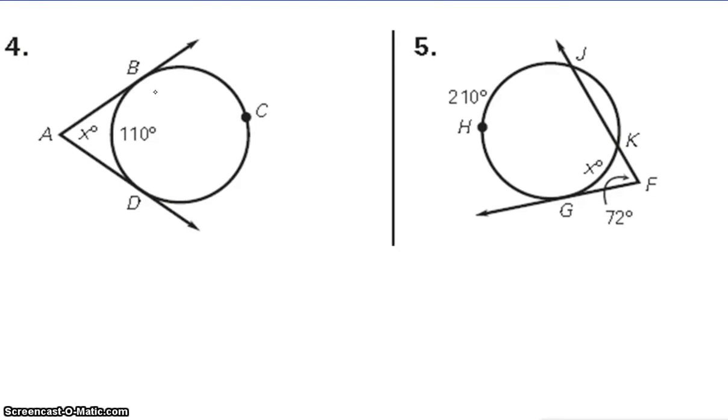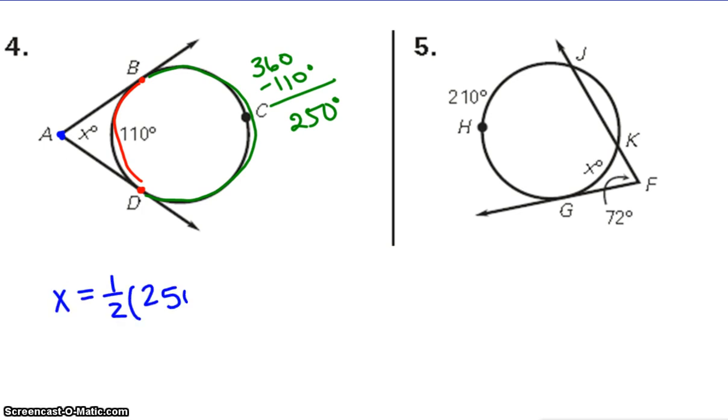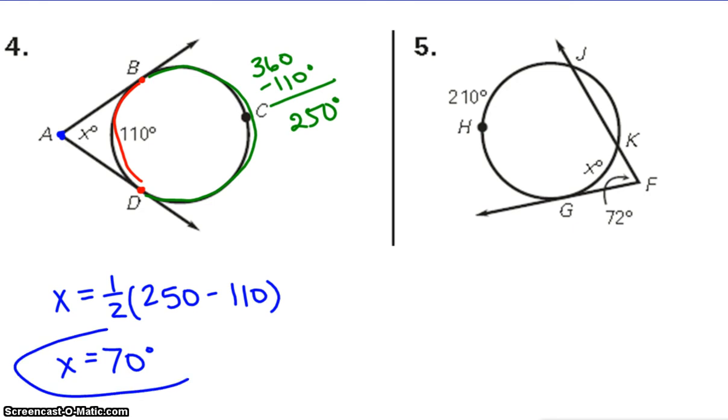Now on problem number 4, you'll notice that we've only been given one number, 110 degrees. However, when I have two tangents, I'm using the entire circle. So the remaining arc here, BCD, must be 360 minus the 110 degrees. So that would be 250 degrees. Now, since angle A, or x degrees, is on the outside, we will subtract. So x will be equal to 1/2 of 250 minus 110. Typing that in my calculator, I get x equals 70 degrees.